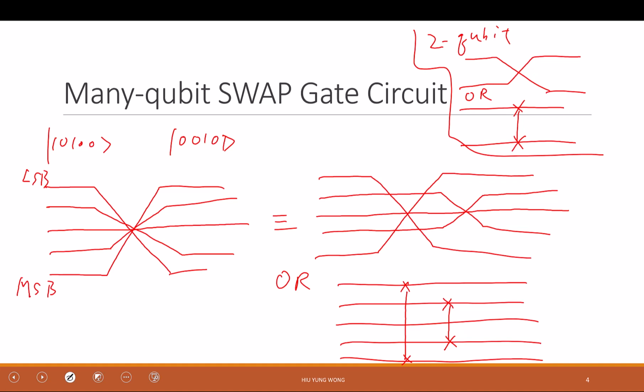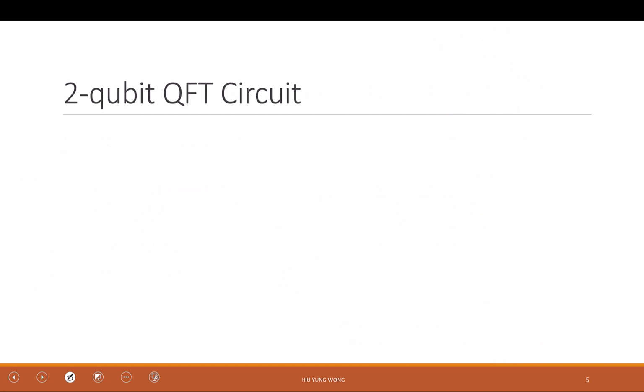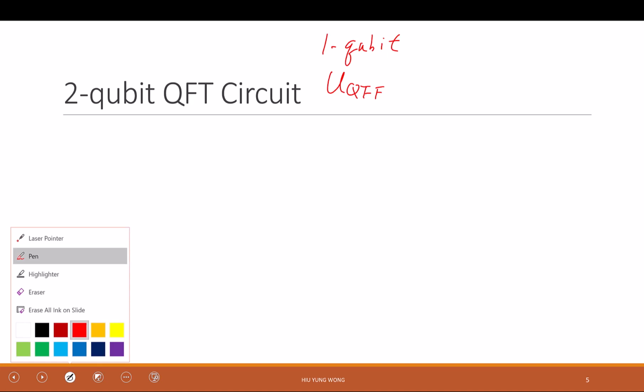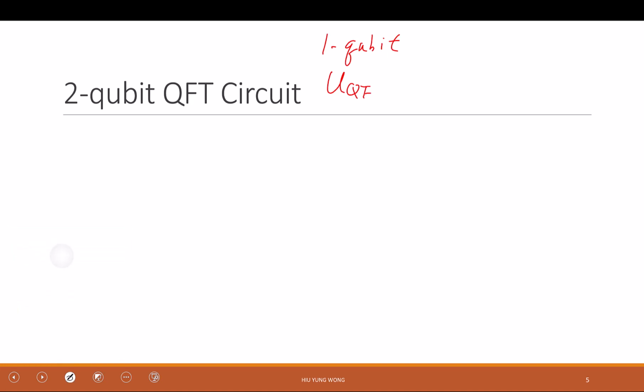So with this swap gate, then we can start to implement the quantum Fourier transform circuit. Do you remember what the 1-qubit quantum Fourier transform is equivalent to? UQFT, 1-qubit is what? Remember, we proved last time in the last lecture. Equals H. So how do you implement this circuit? Easy. This is also equal to QFT1. Okay? That is the 1-qubit quantum Fourier transform gate.